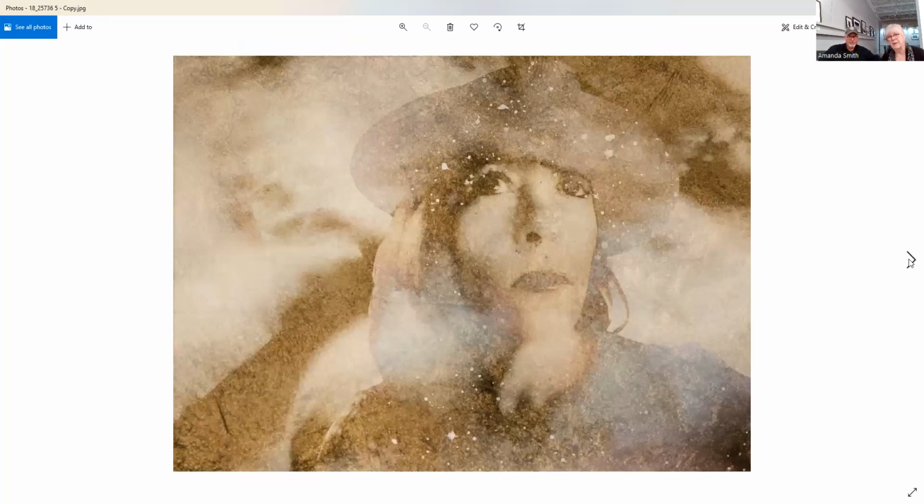This image is by Elizabeth Kale. Elizabeth lives in Fort Collins, Colorado. It's called In Her Head. This is a self-portrait.